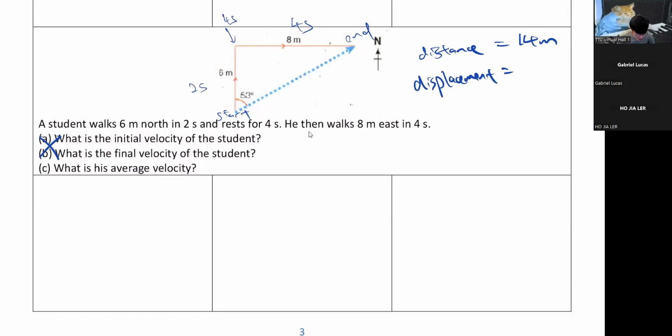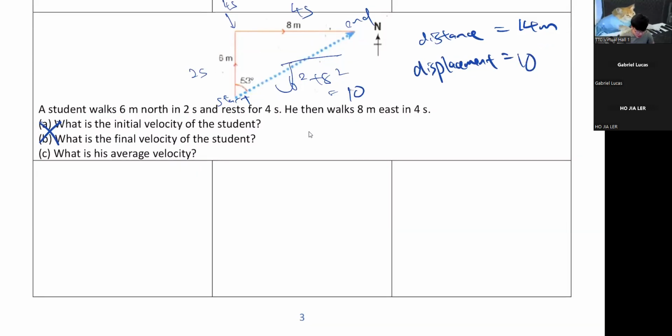So 6 square plus 8 square, square root, I should get 10. Okay, 6 square is 36, 8 square is 64. So 36 plus 64 is 100. So square root of 100, it's 10. Right, so this is 10. This is 10. So the displacement is 10.